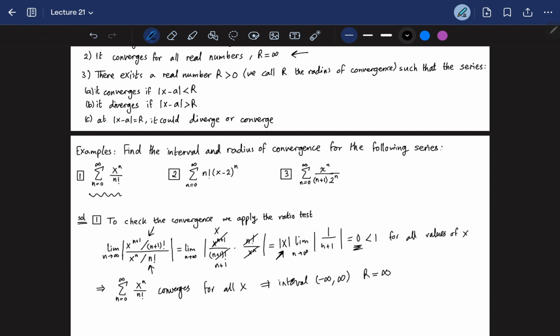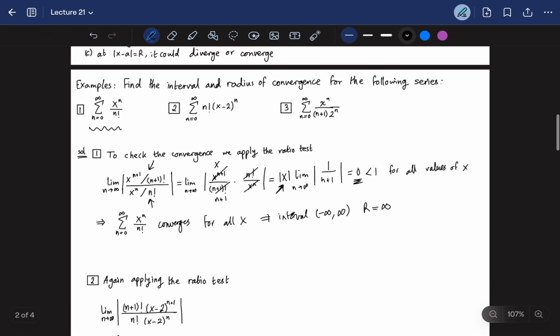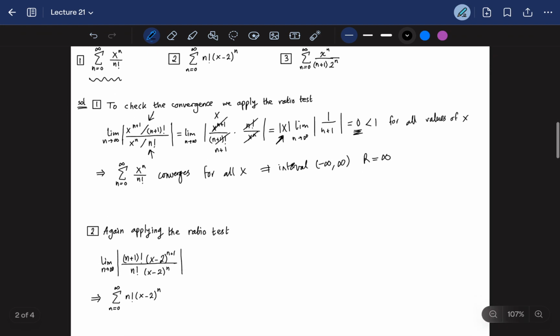Now the second example, I have n factorial multiplied by (x minus 2) to the n. Obviously, this is a power series. I have factorial and exponents, so I'm going to use the ratio test. Again, a_{n+1} divided by a_n. When we simplify, we're going to get (n plus 1) and (x minus 2), without the n, as n goes to infinity.